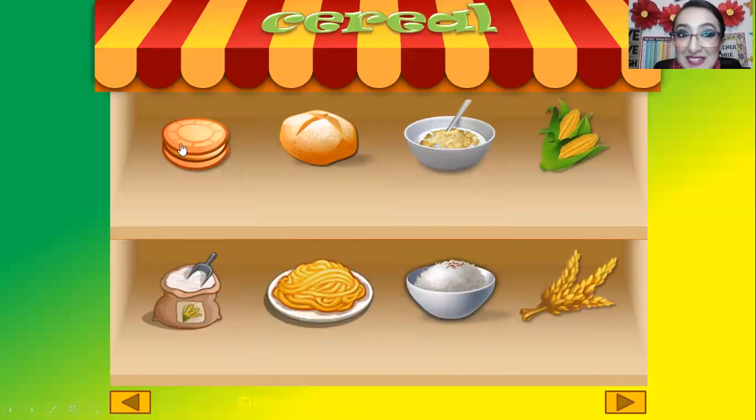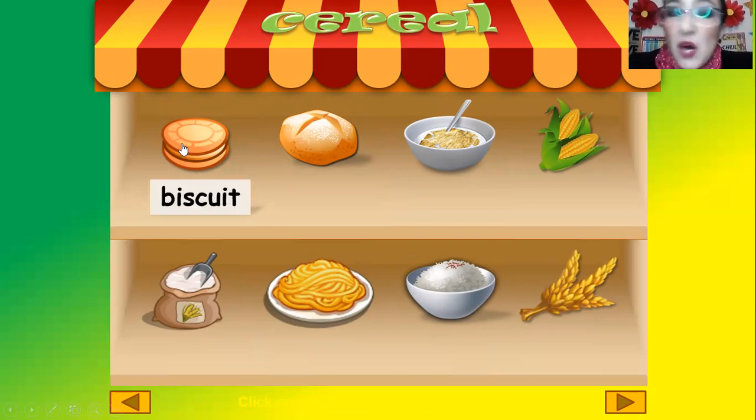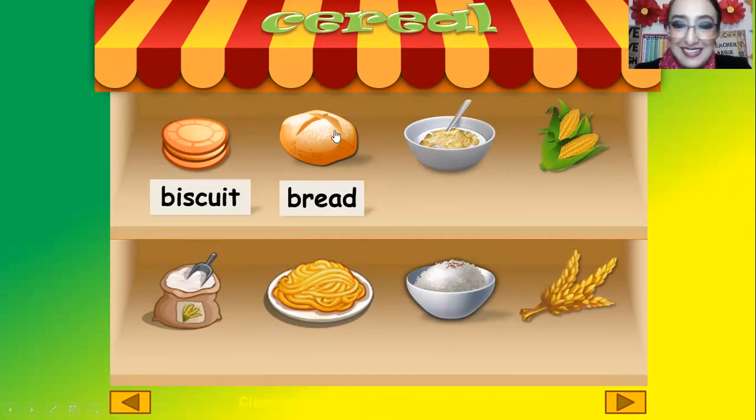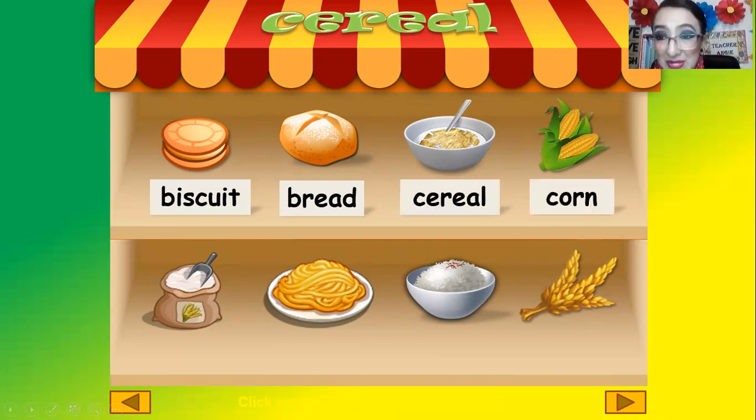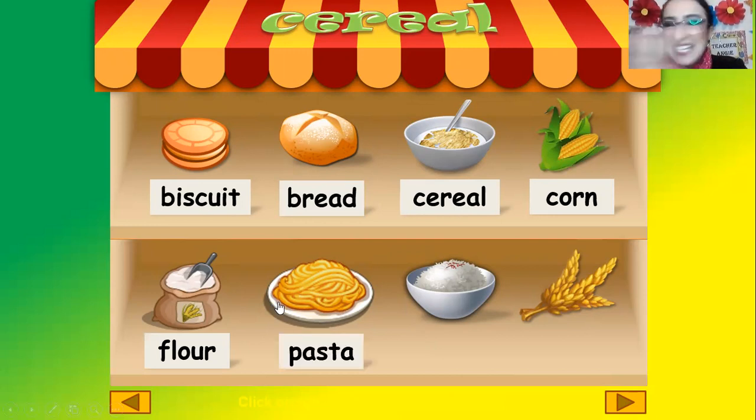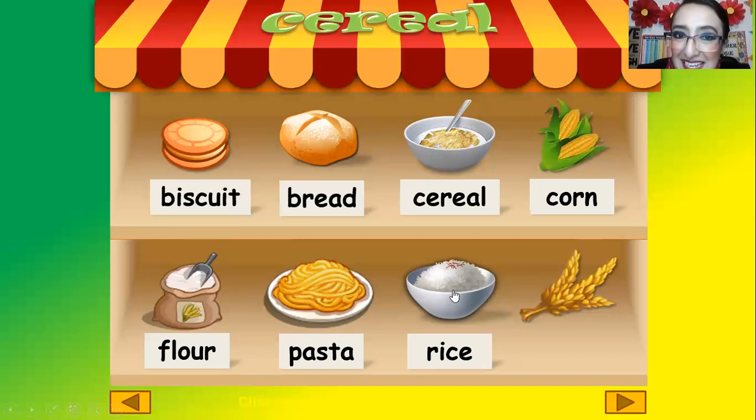With cereals, we are going to have the biscuit, las galletas, cookies or biscuit. Biscuit, British. Cookies, American. Bread, pan. Cereal, el cereal. Corn. Flour, harina. Pasta, the general one. Spaghetti, when we are talking about spaghetti. Rice. Excellent. And wheat, el trigo.